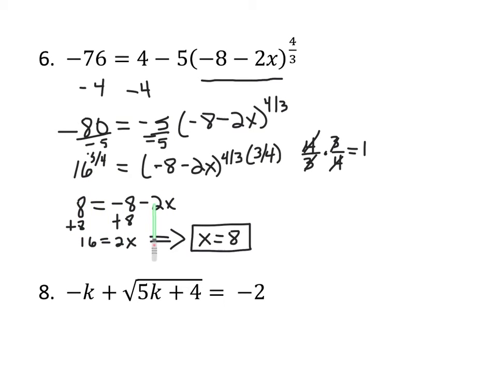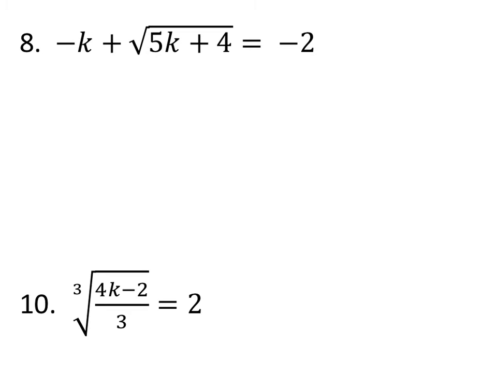Then I have negative 8 minus 2x, and I'm just solving for x now. This is just a linear equation solving for x. So I'm going to add the 8 to both sides. I get 16. And then I'm going to divide both sides by 2, and I get x equals 8. And that's my final answer, x equals 8.